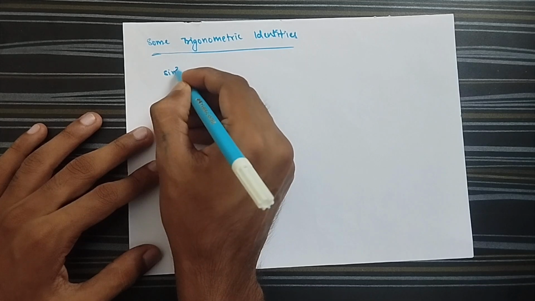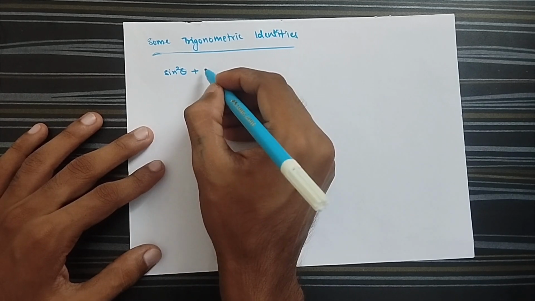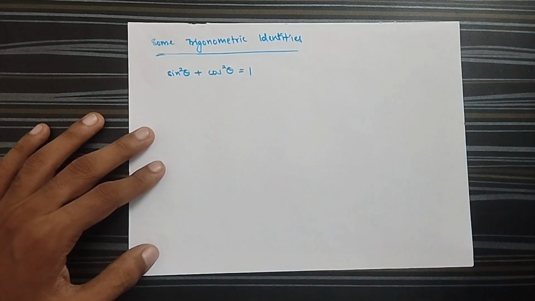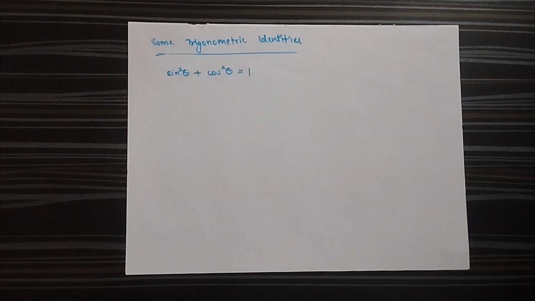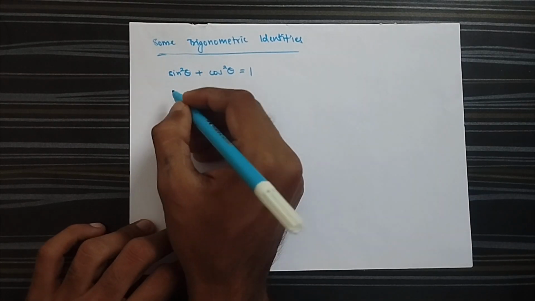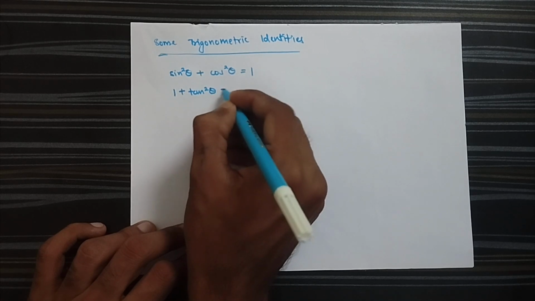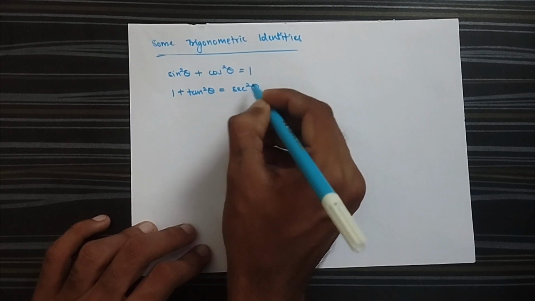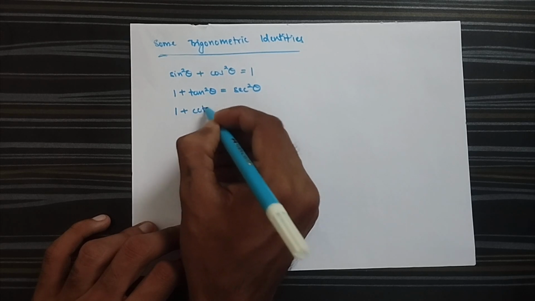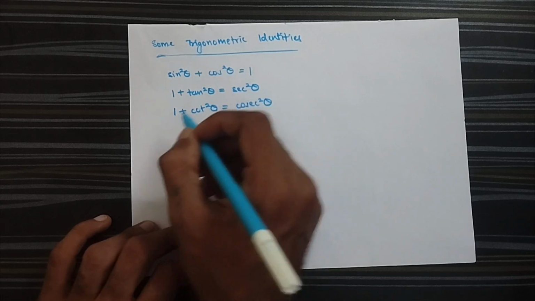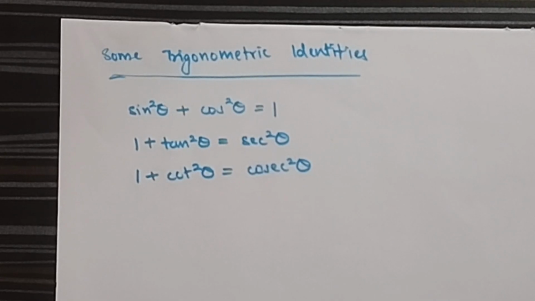Sine square theta, where theta is some angle. Theta can be any angle. Sine square theta plus cos square theta is equal to 1. And 1 plus tan square theta is equal to sec square theta. 1 plus cot square theta is equal to cosec square theta. So these are the main 3 identities that you have to study. Sine square plus cos square is equal to 1. 1 plus tan square is equal to sec square. 1 plus cot square is equal to cosec square.